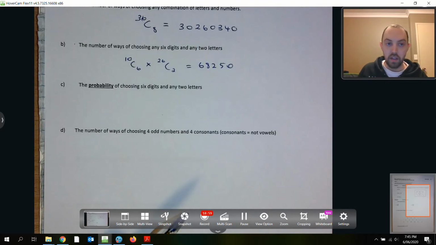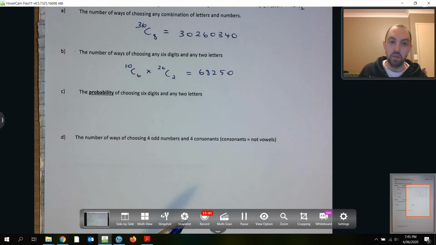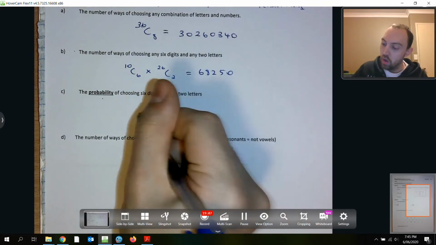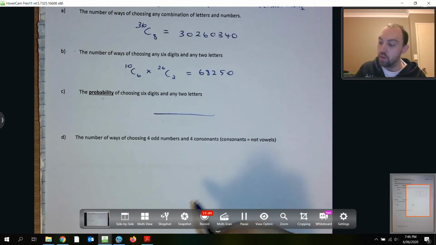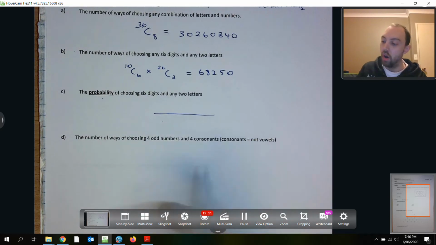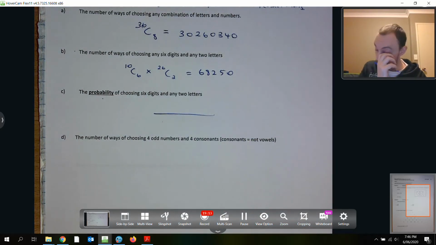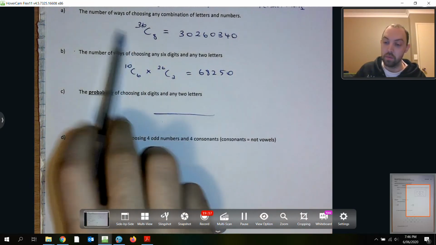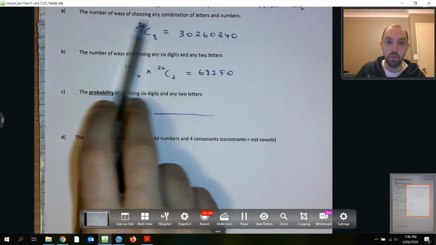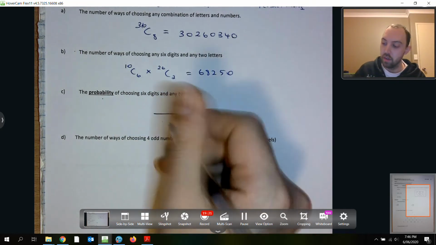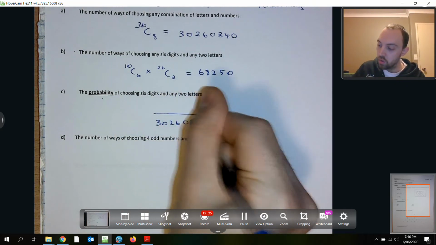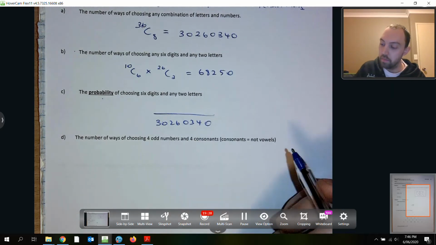Part C is the probability of choosing 6 digits and 2 letters. Probability means I've got to do it out of the total number of combinations. The total number of combinations actually comes from part A, the number of ways of choosing any combination of letters and numbers. So I know that there's 30,260,340.